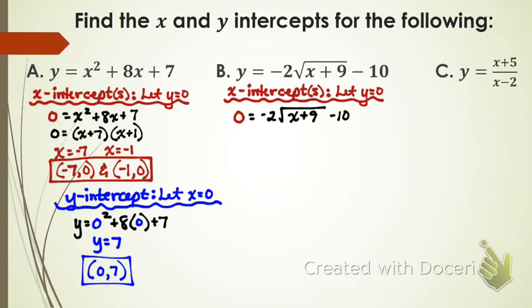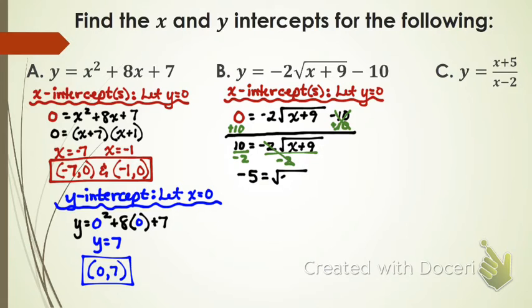Set y equals 0. I did. Oh, wait. That's okay. Sorry. Yeah. Add 10 to both sides, okay? Because we need to isolate that radical. You have to isolate the radical before you square both sides. Otherwise, it doesn't work that way. Divide both sides by negative 2. What would that give me on the left? Negative 5 equals the square root of x plus 9. What next?